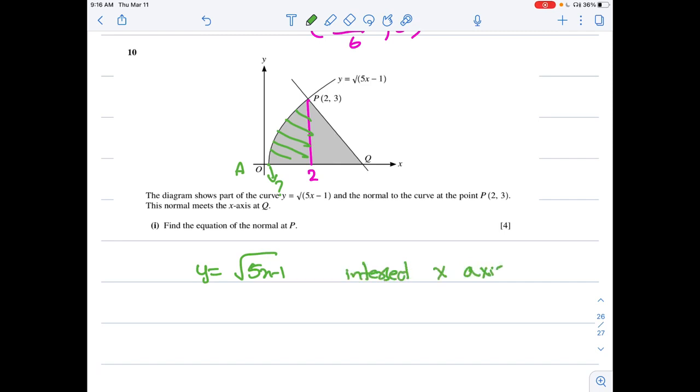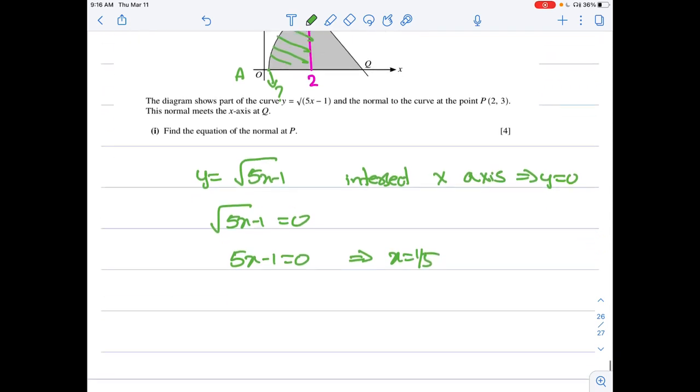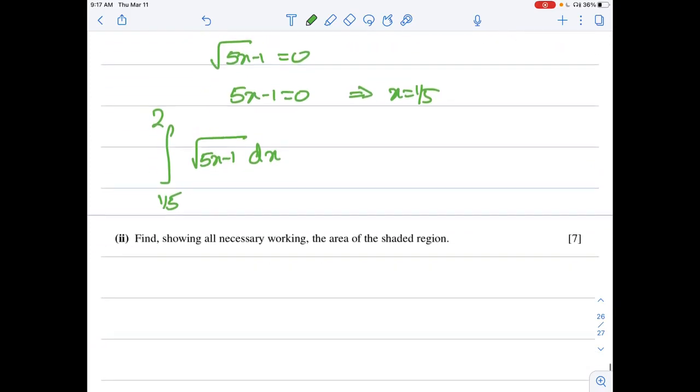the x-axis. X-axis implies y is equal to 0, means square root of 5x minus 1 is equal to 0. 5x minus 1 is equal to 0. It implies x is equal to 1 upon 5. So that value is 1 upon 5. So I'll find the area of that part from 1 upon 5 to 2, square root of 5x minus 1 dx. That should give me (5x minus 1) to the power of 3 by 2 divided by 3 upon 2 times 5, from 1 by 5 to 2.